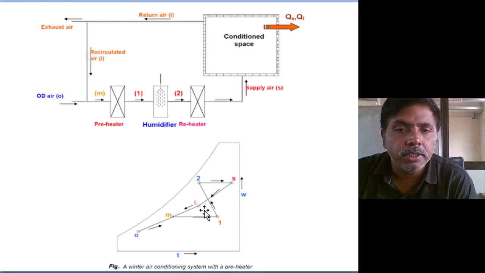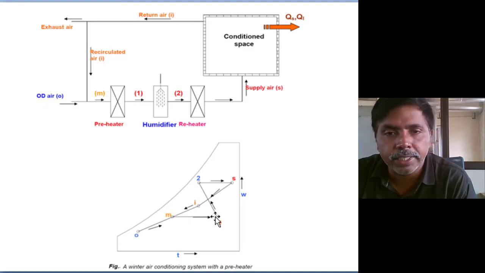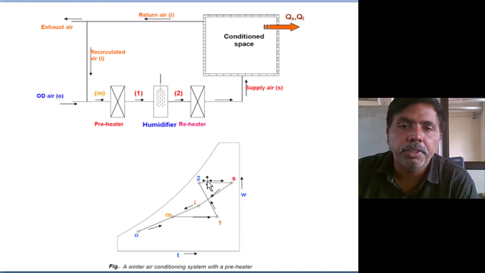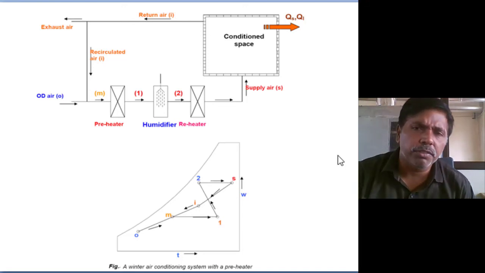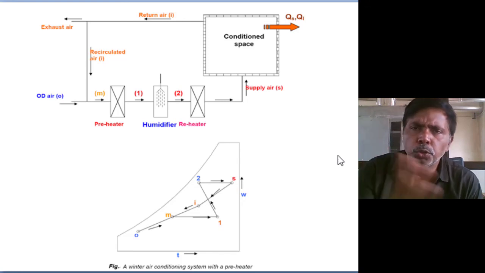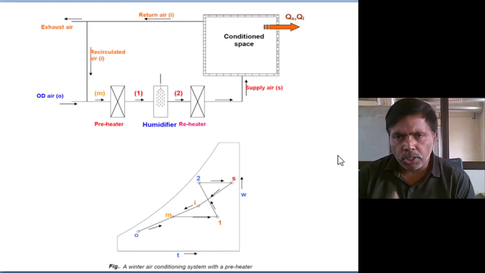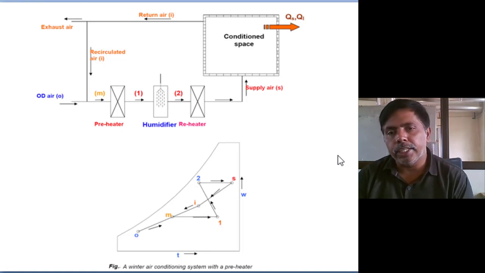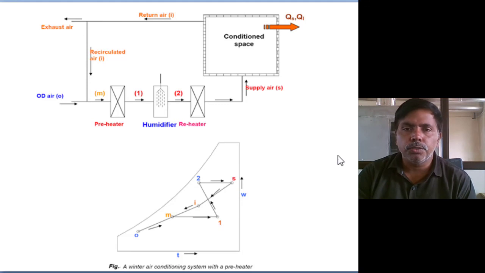It is the outlet up to this point. Again I add fresh charge, so combinedly we reach this point. There again preheating, humidification, reheating. This is one of the models, not the one and only model. It's one of the working models of winter air conditioning. So these two are the summer air conditioning system and the winter air conditioning system. With this we completed the air conditioning system.